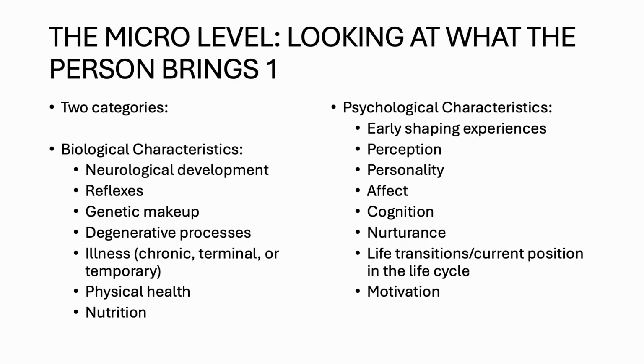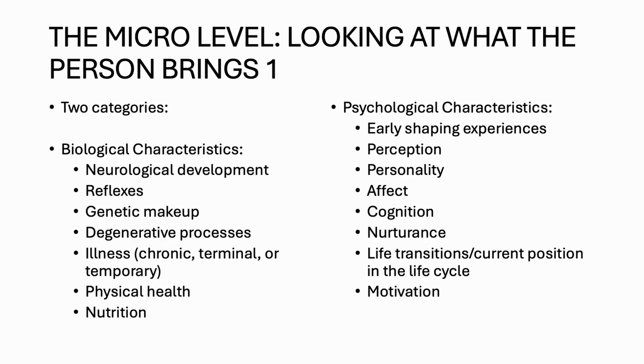All right, so the micro level, now let's look a little bit more in depth on each of those things, looking at what the person brings. So there are 2 categories when it comes to the micro level. Your biological and then your psychological. So let's look into the biological components or characteristics. That is your neurological development. So how's your body reacting to certain things? How does it react? Reflexes, how does it respond when it comes to your body?